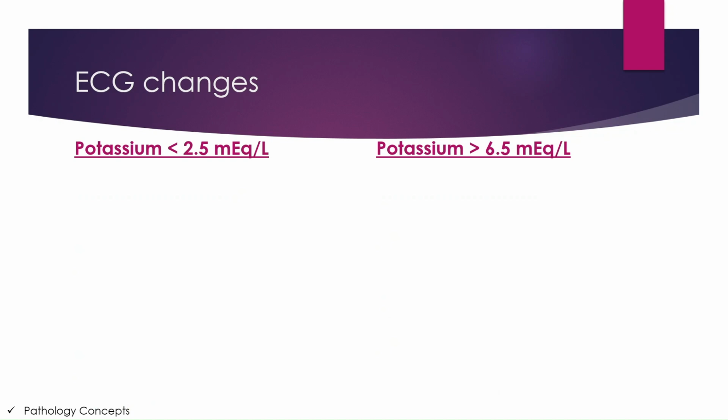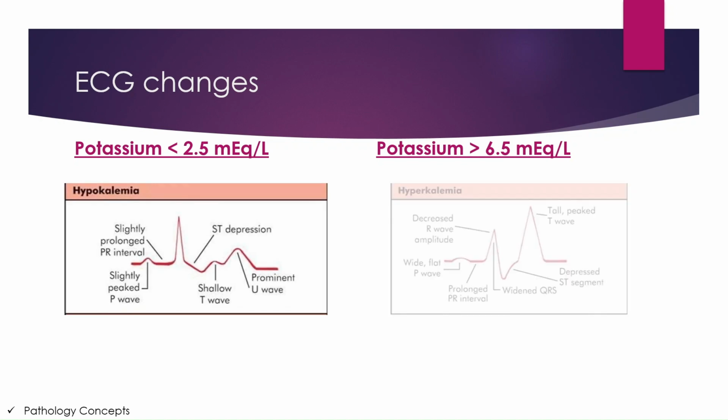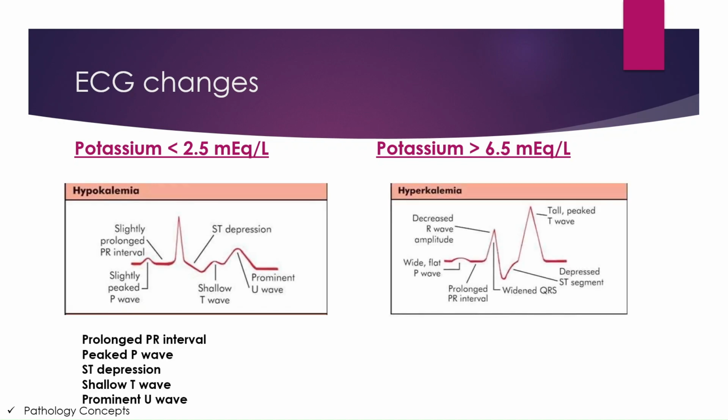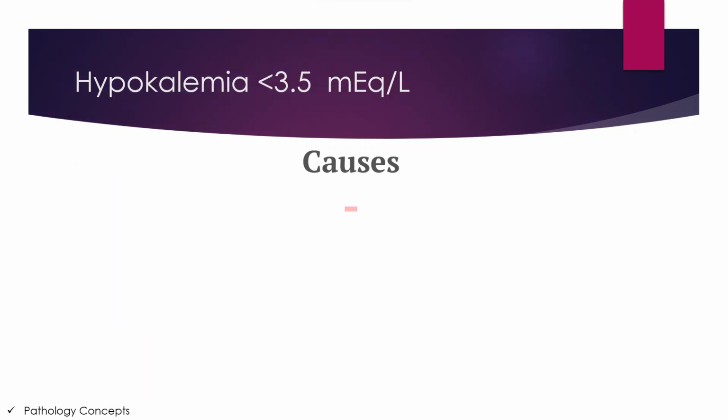Now let's learn the ECG changes when severe hypokalemia or hyperkalemia occurs. In hypokalemia, the changes are prolonged PR interval, peaked P wave, ST depression, shallow T wave, and prominent U wave. In hyperkalemia, prolonged PR interval, wide and flat P wave, wide QRS complex, ST depression, and tall and peaked T wave.